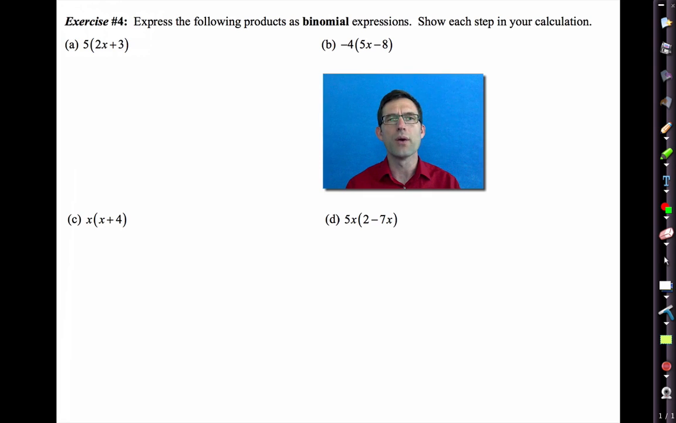What I'd like you to do though is pause the video right now and see if you can remember how to do this from 8th grade and 7th grade math. Try to just do letters A and B, but if you're fast, you could do all 4 of them. All right, pause the video now and take as much time as you need.